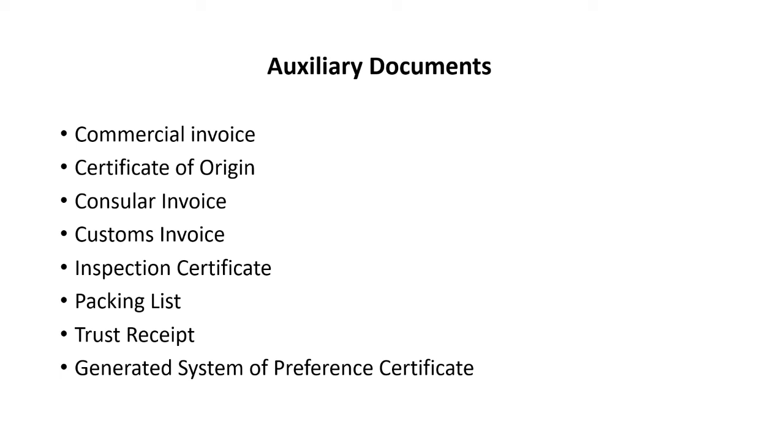Next is packing list. It will contain information like description of goods, gross and net weight, measurements, etc. Next one is trust receipt. It's a receipt for goods executed by a person called trustee to the person or institution called entrustor. It is one of the most widely used forms of security in India.